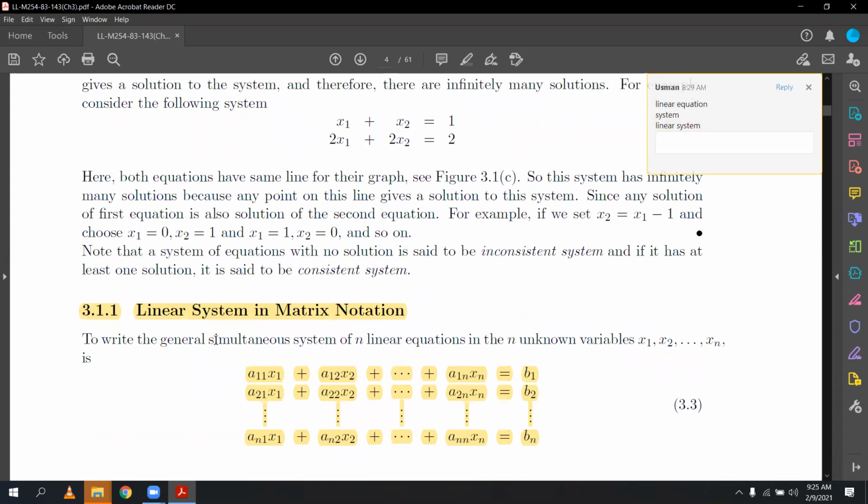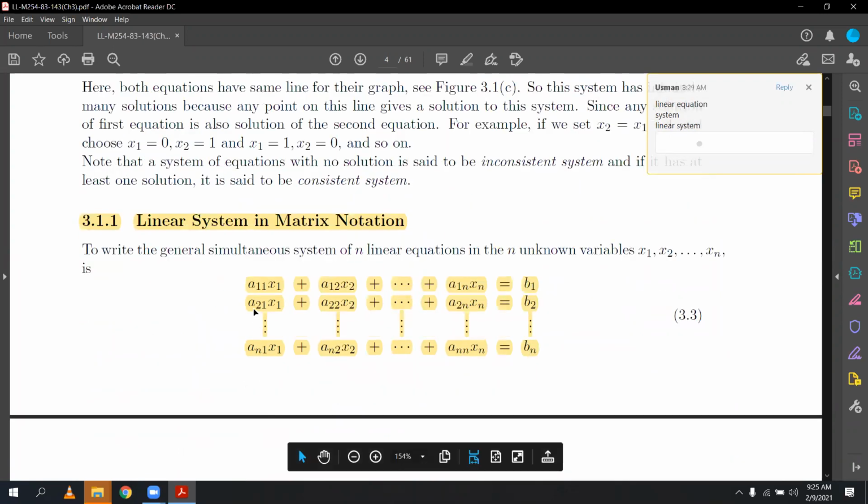Now I give you the matrix form of the linear system. This is the matrix form of the system. How many equations do you have now? 1, 2, up to n. And how many unknown variables? x1, x2, up to xn. It means the number of variables and the number of equations are exactly the same. This is our case because we consider only the simultaneous system in this chapter. A simultaneous system means the number of equations and the number of variables must be the same.